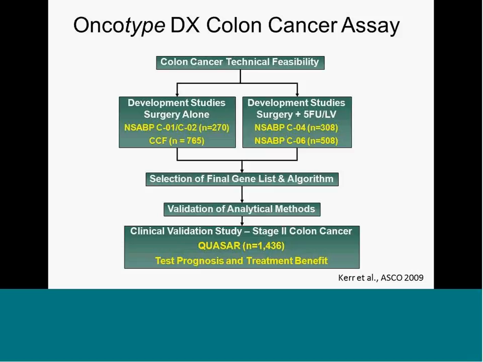So the Oncotype DX, in their initial study, actually took 4 large studies. And this is very important because when you try to develop genomic assays, you want to make sure you have a large discovery data set. So here, what they did was they took 4 large data sets: NSABP C01, C02, which had 270 samples; the Cleveland Clinic, which was not from a clinical trial but was the biobank from the Cleveland Clinic, which had 765 samples; and NSABP C04, C06. They combined all these studies to have a discovery data set of essentially over 1,000 samples.